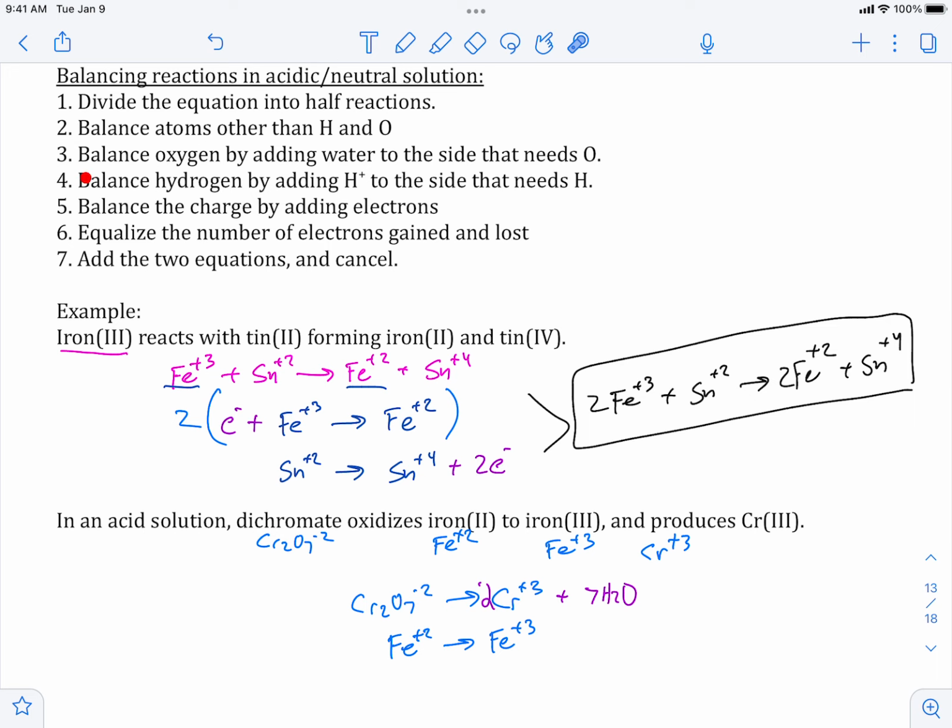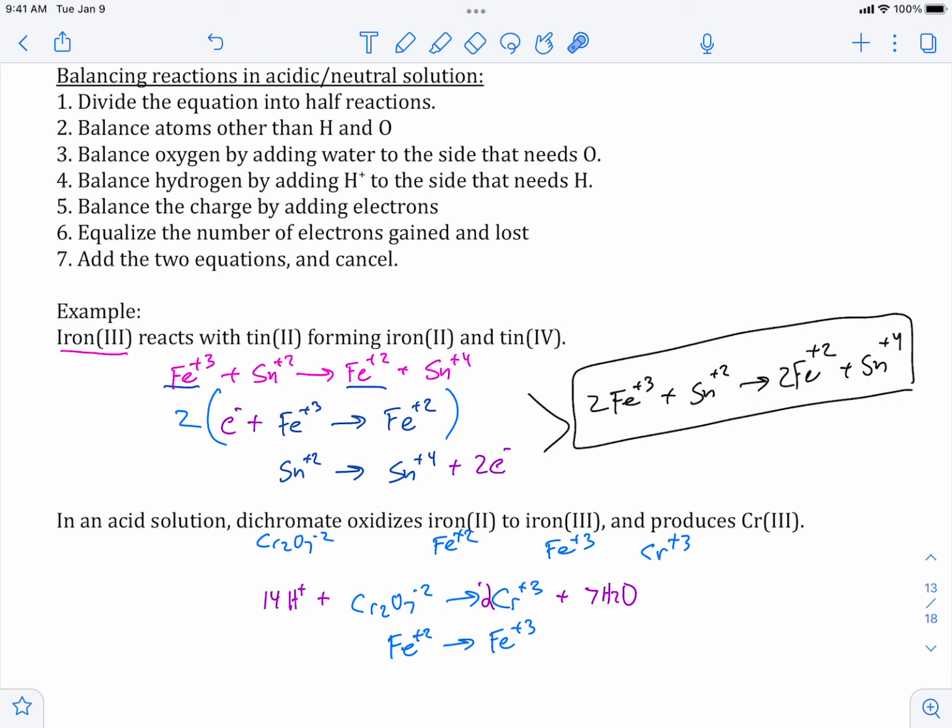In the second half reaction, there's no oxygen, so we skip that. The next step, balance hydrogen by adding H plus to the side that needs it. Okay, so I've got 7 waters. By adding 7 waters, I've now brought in 14 hydrogens. But the way to balance hydrogens in redox reactions is to write them as H plus, because H plus is readily available from water, but also a lot of these reactions are taking place in acidic environments where there's lots of H plus anyways. So that's where it's going to come from. So 14 H plus on the left side. Down here, no hydrogens, so we skip that.